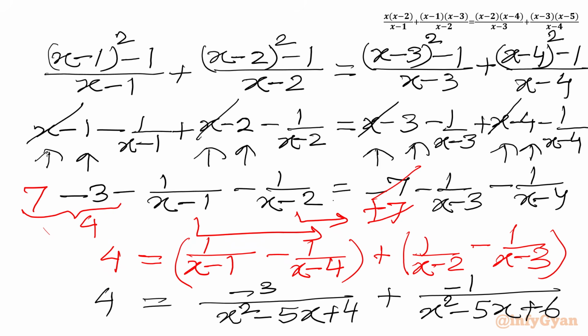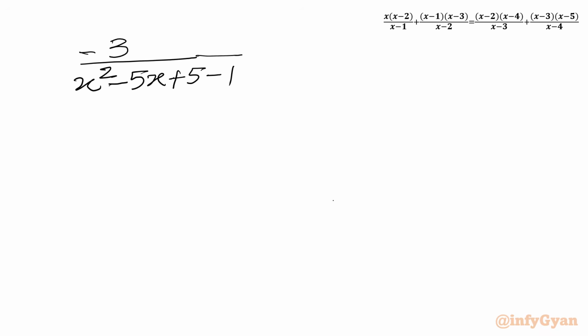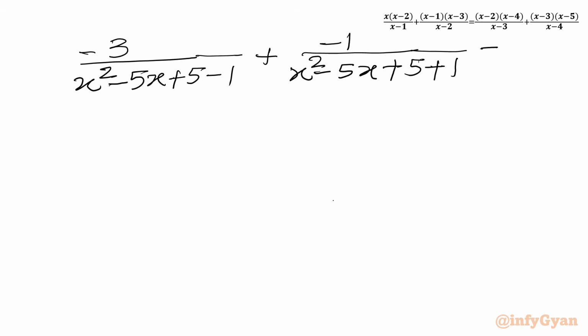Now we can write 4 as 5 minus 1, and we can write 6 as 5 plus 1. So let me write here minus 3 over x square minus 5x plus 5 minus 1 plus minus 1 over x square minus 5x, 6 is 5 plus 1, and in left hand side there was 4. So we'll write 4.